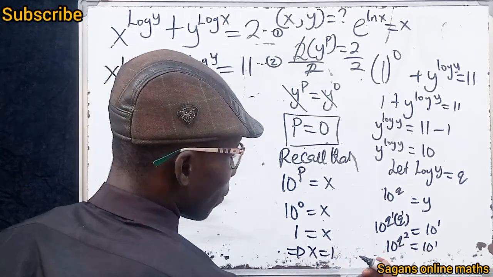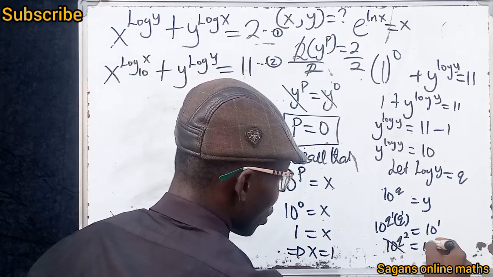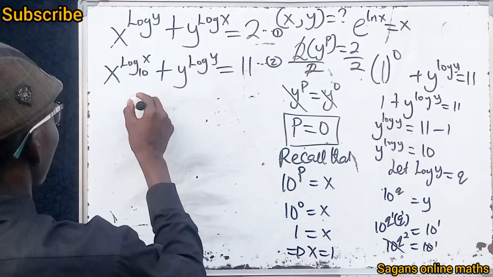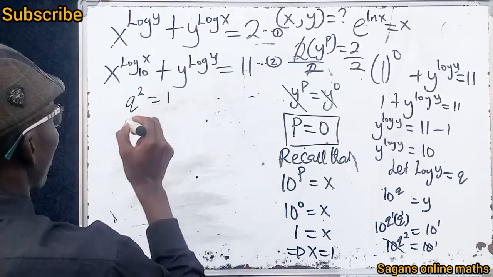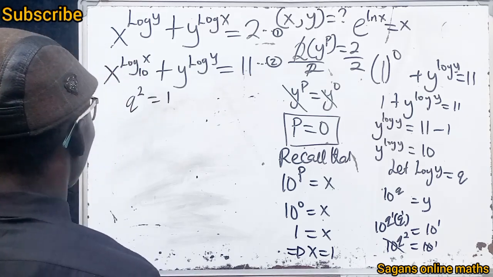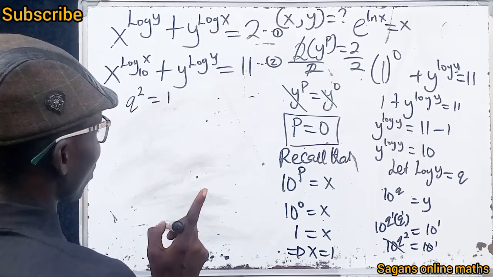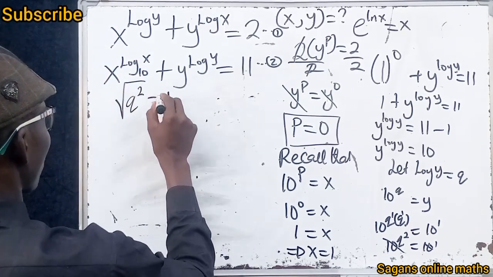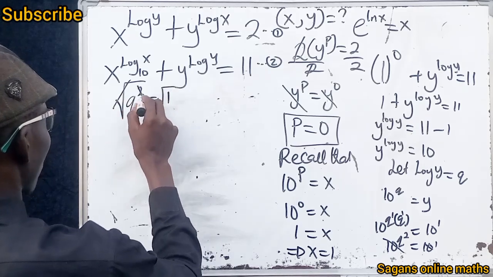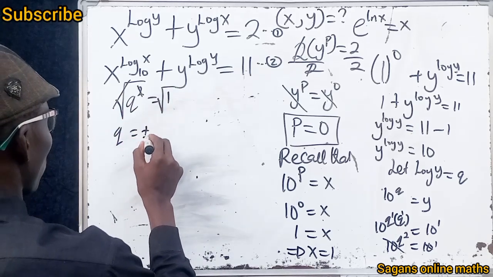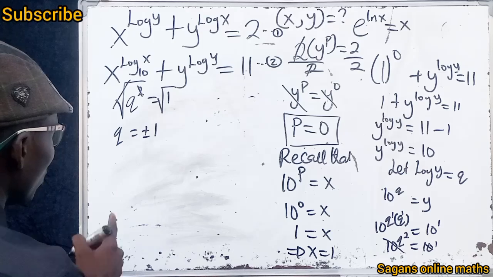Now let's equate the powers since the bases are the same. Let them go and settle themselves. Okay, now see that q raised to the power of 2 is equal to what? 1. Now remember that we are asked to find the values of x and y. So let's take the square root of both sides. The square root cancels out the square. Now see that q is equal to plus or minus what? 1.